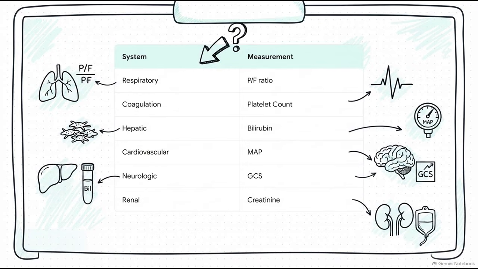So how do we actually prove that 2-point shift? Act as a senior auditor with me for a second and look at how we measure this. We objectively measure multi-organ involvement across 6 specific systems. We look at the respiratory system using the PF ratio, coagulation through platelet counts, hepatic function via bilirubin, cardiovascular through the mean arterial pressure, or MAP, neurologic status using the Glasgow Coma Scale, and renal function by tracking creatinine or urine output. The moment a doctor writes sepsis, you need to mentally pull up the scorecard and start calculating.